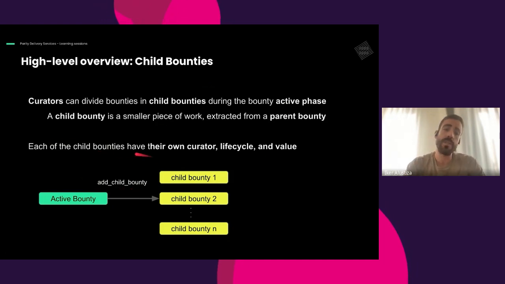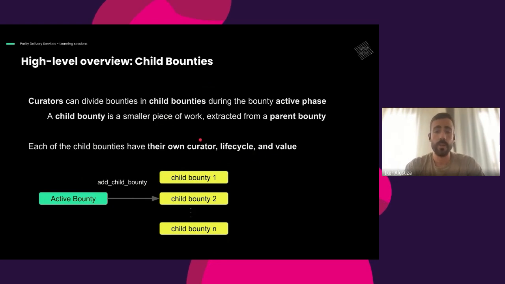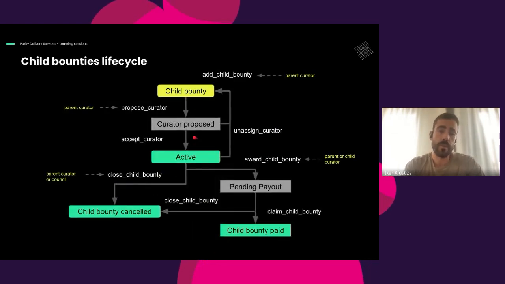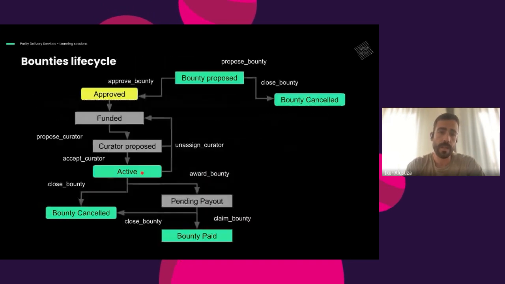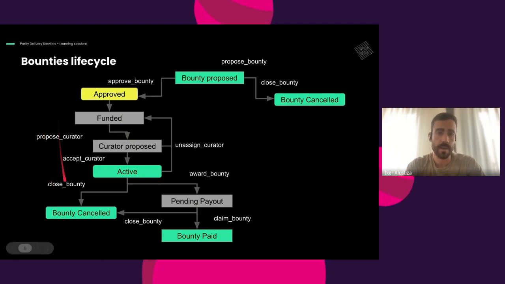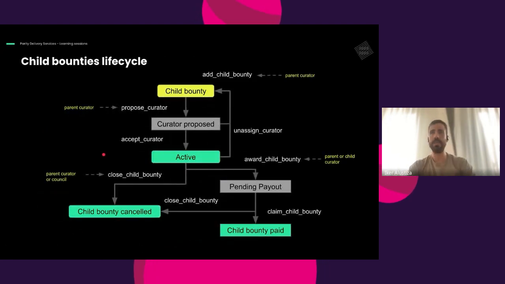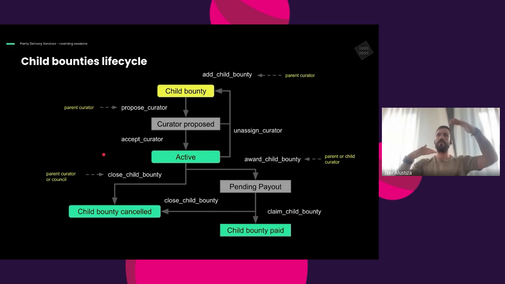And interesting also is that child bounties have their own curator, the child curator, their own lifecycle, and their own value associated to them. Actually, this is the lifecycle of child bounties. If you have a look at this diagram, you can see it is basically the same as the left side of this diagram. So this means that somehow the child bounty process is like a nested lifecycle inside the main lifecycle of a bounty.